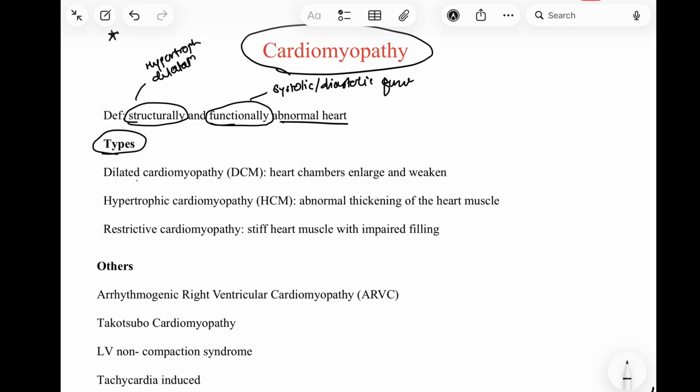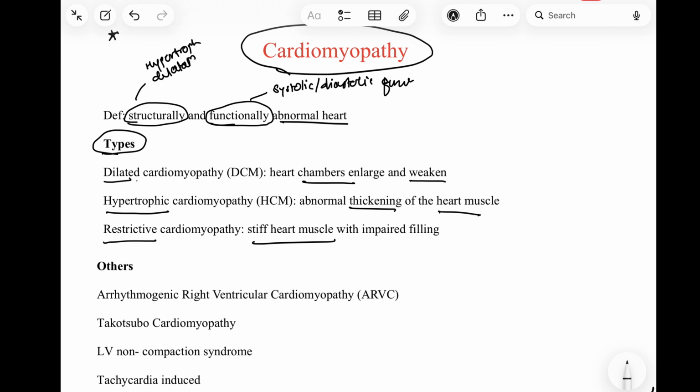Coming to the types, cardiomyopathy is divided into three parts. The first one is dilated, then hypertrophic, and the last one is the restrictive one. With dilated cardiomyopathy, we have an enlarged chamber with weakness, right? About the hypertrophic cardiomyopathy, we have an abnormal thickening of heart muscles, and the restrictive one is having a stiff wall, so that there is very little pumping action, which results in decreased cardiac output, right?